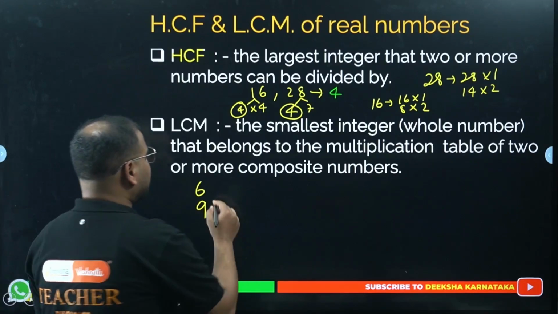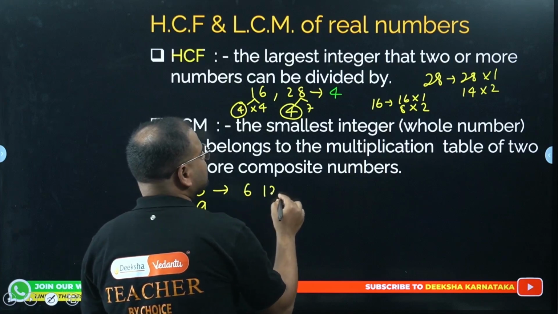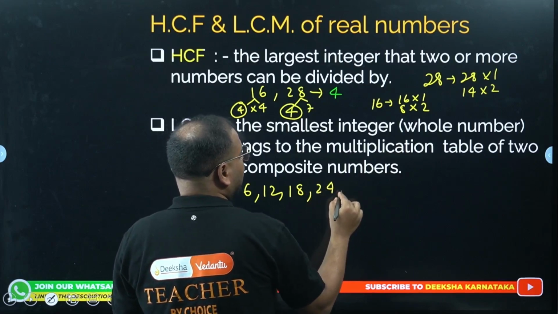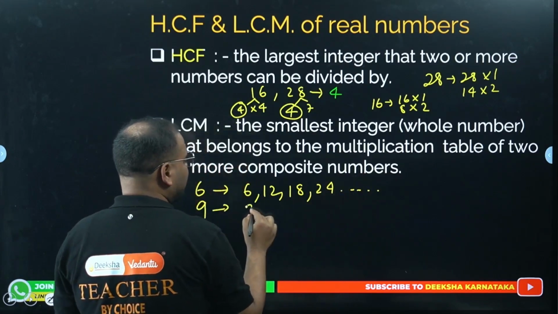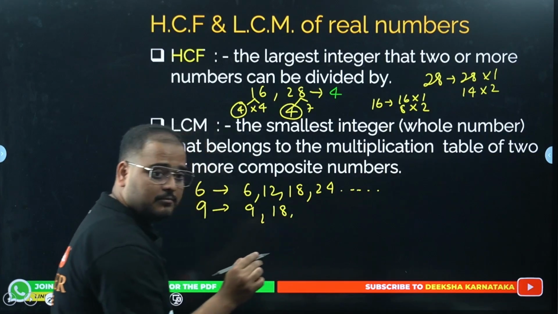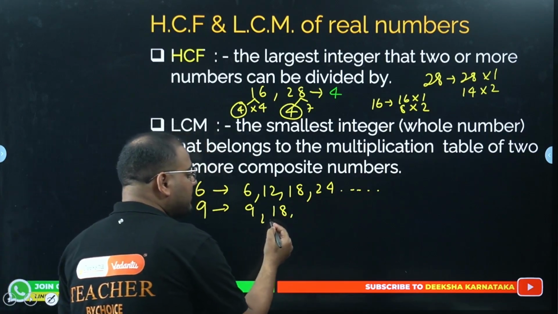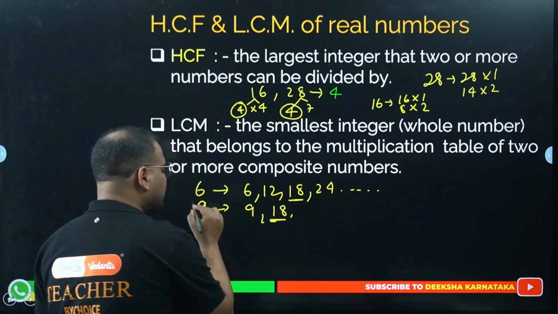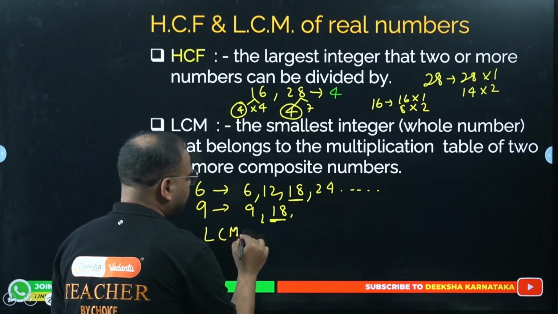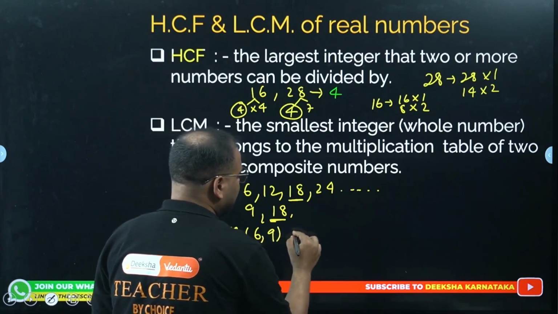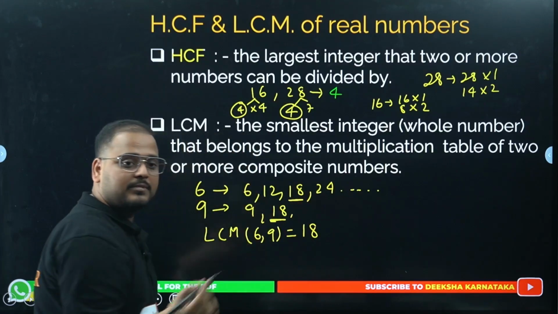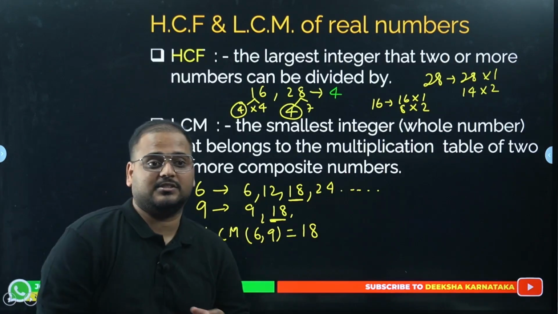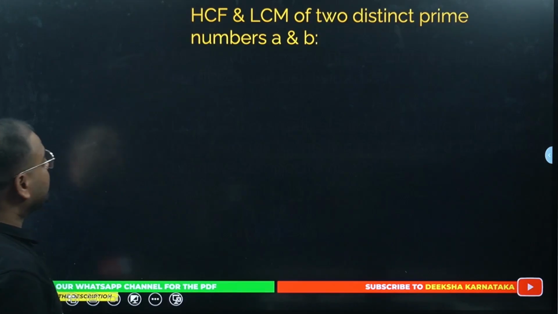What we do? Write the table of 6. 6 1s are 6, 6 2s are 12, 6 3s are 18, 6 4s are 24, and so on. For 9, 9 1s are 9, 9 2s are 18. Done. The first multiple which is common between the 2 numbers is 18. So the LCM of 6 and 9 is nothing but 18. Easy. All right.